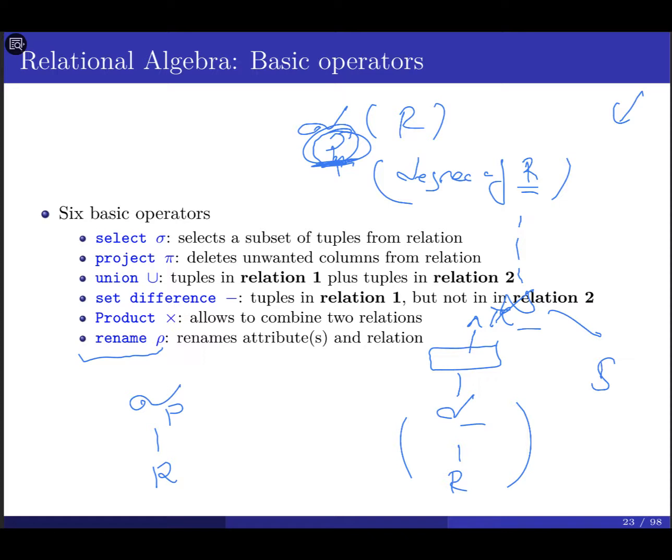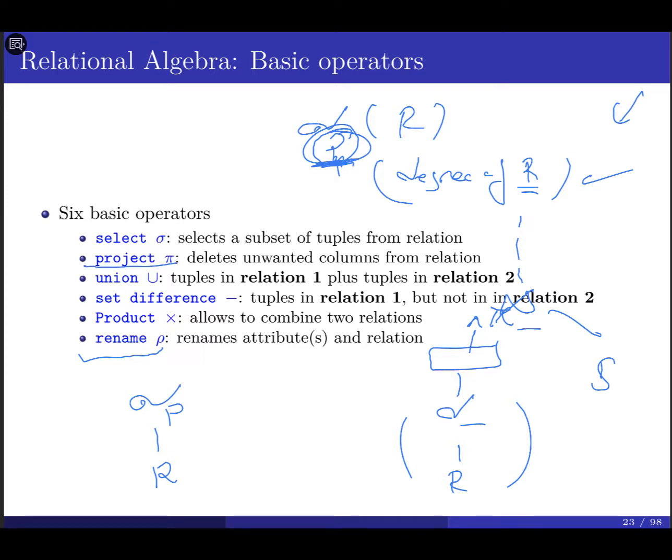So what's the degree of the relation R? The arity of the relation R: the number of columns in the relation. Are you going to change it? No, it's going to be the same. I'm not going to change this. So the number of columns is going to be the same. The number of tuples, the cardinality, yes, it's going to be less. We cannot guarantee it's going to be the same.